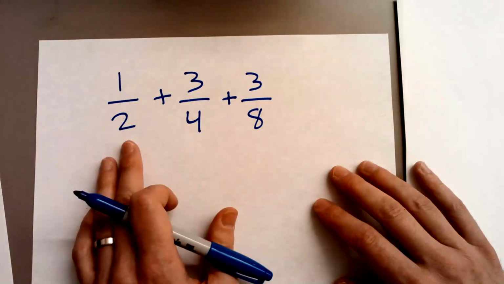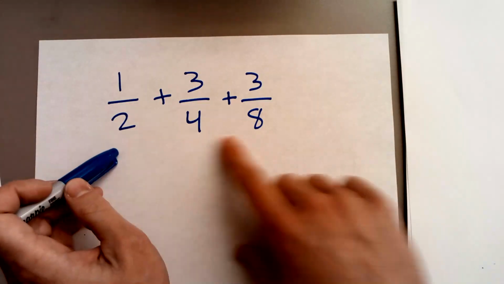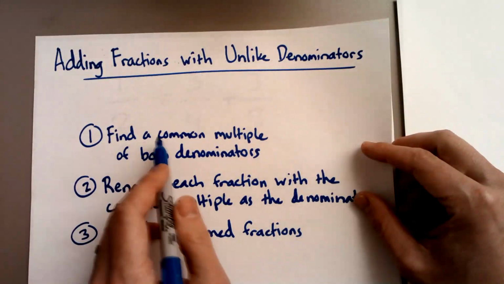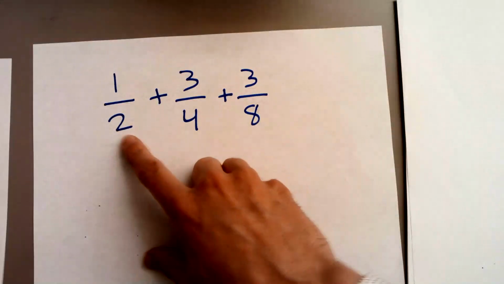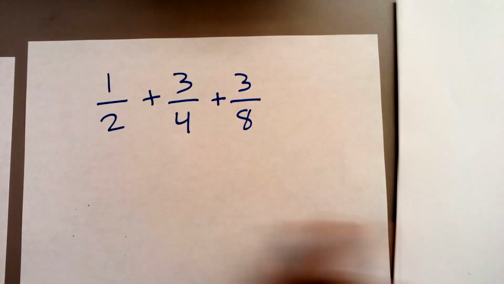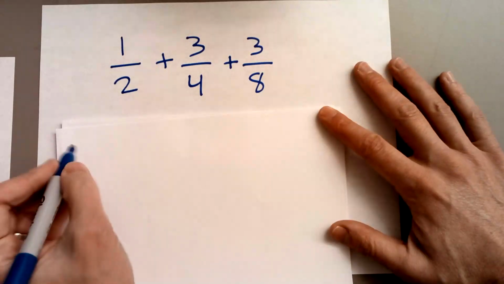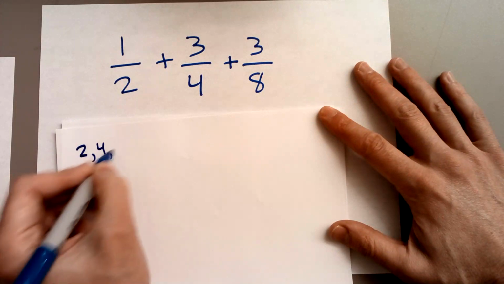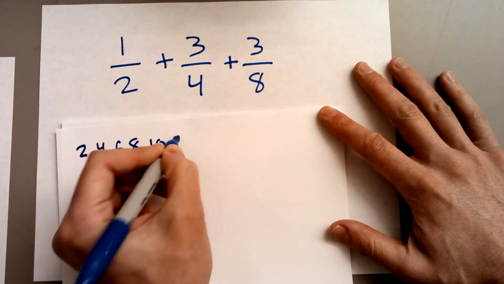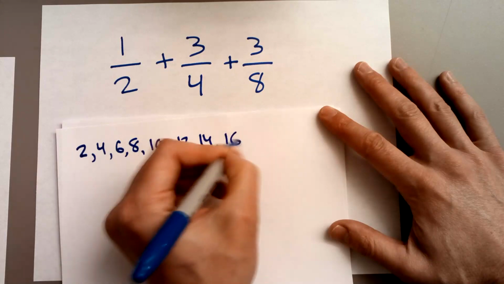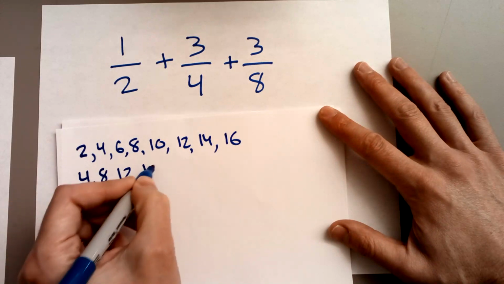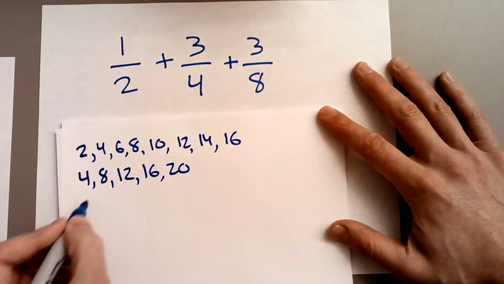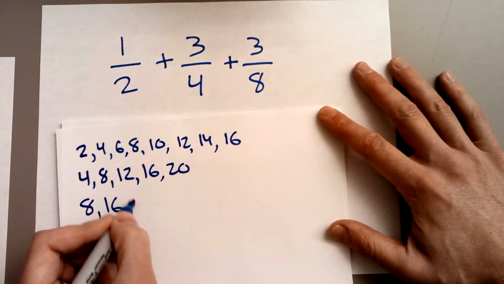So here I have written 3 fractions with different denominators. We have to follow the same steps, though, that we did before. First, find a common multiple of all the denominators in this case, because I have 3 denominators. I need to find a common multiple of 2, 4, and 8. So first, let me write the multiples of 2. 2, 4, 6, 8, 10, 12, 14, 16, etc. Now the multiples of 4: 4, 8, 12, 16, 20, and now the multiples of 8: 8, 16, 24.